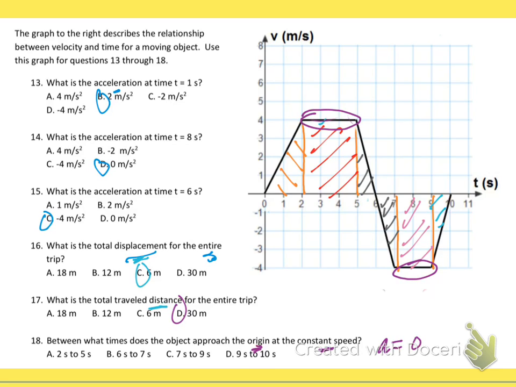Well, we can see at the first portion here that this has a positive displacement, meaning we're moving away from the origin. This one has a negative displacement, which means we're returning to the origin. So the best choice would be from, looks like, 7 to 9 seconds would be our best choice. Letter C.